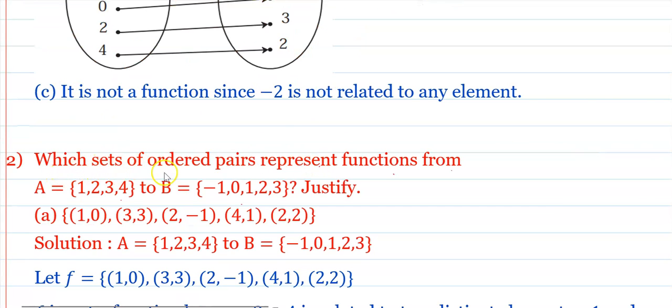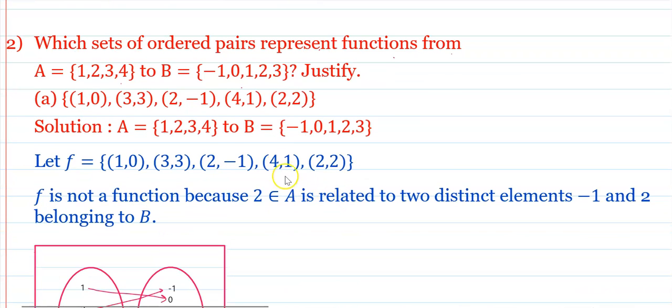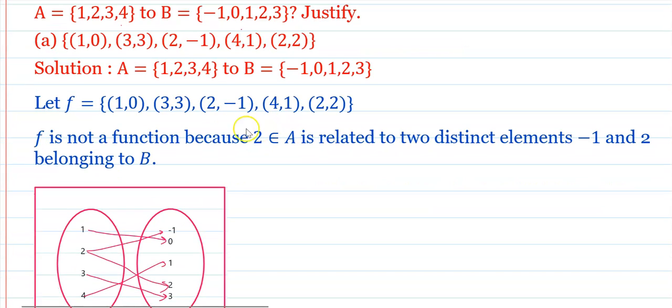Question number 2. Which set of ordered pairs represents a function, where A has the elements 1, 2, 3, 4 and 2, and B has the elements minus 1, 0, 1, 2, 3? Justify. What is the first relation? 1 is related to 0, 3 is related to 3, 2 is related to minus 1, 4 is related to 1 and 2 is related to 2. Again, see this here.